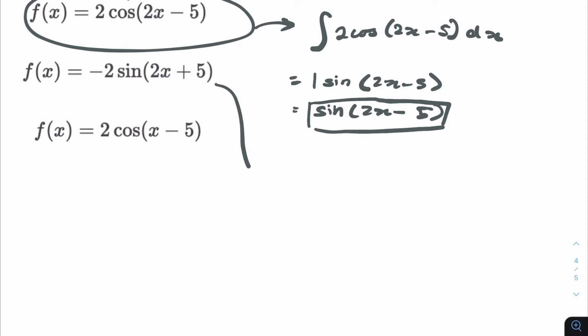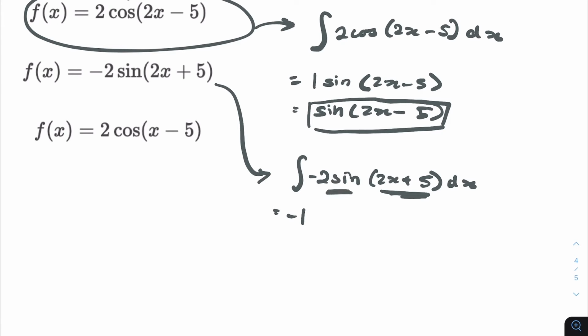And then let's go to this one now. So we have to integrate negative 2 sine(2x plus 5) dx. So the first thing we have to do is differentiate this part. That just gives us 2 again. And then negative 2 divided by 2 is negative 1. Then we have sine. Sine becomes negative cos when being integrated. So we have, let me just write this in brackets, negative cos. And then obviously the bracket remains unchanged, so it becomes 2x plus 5.